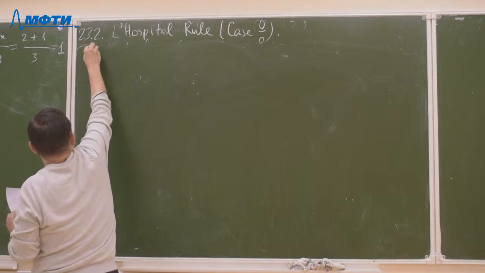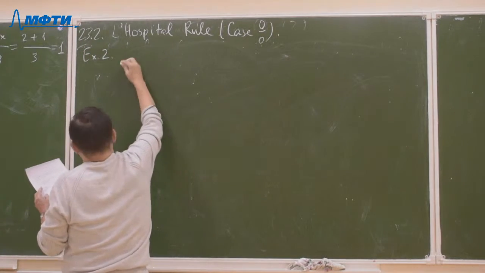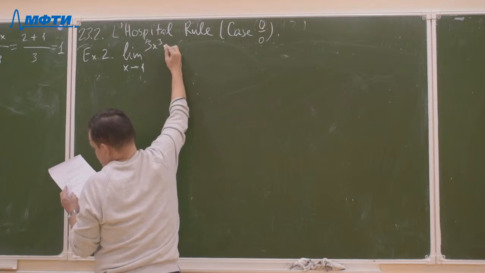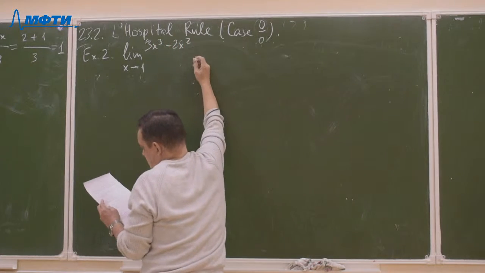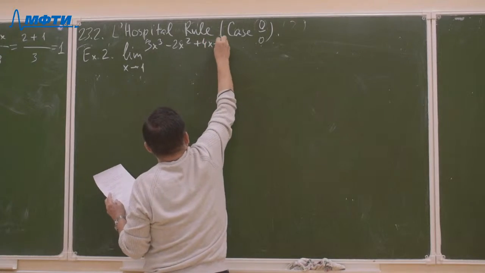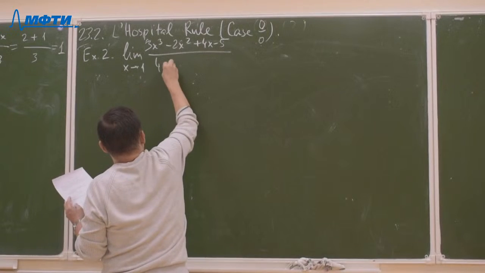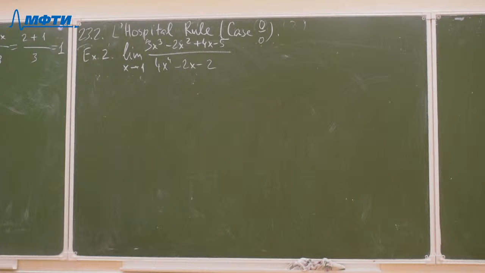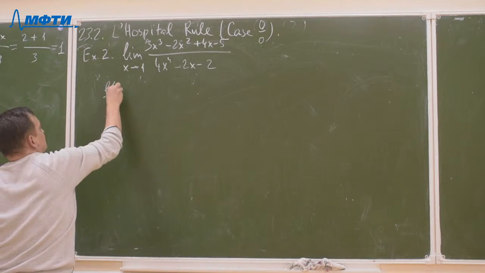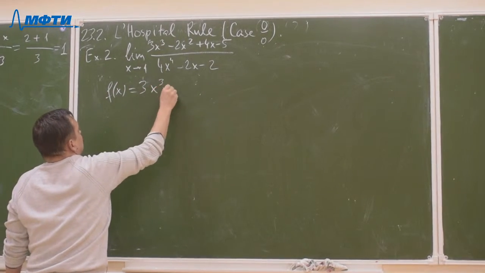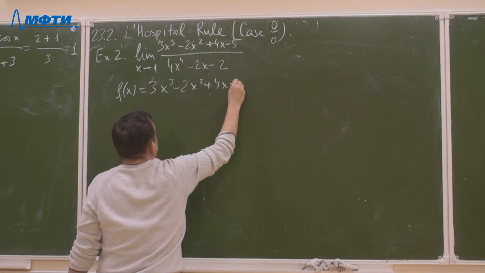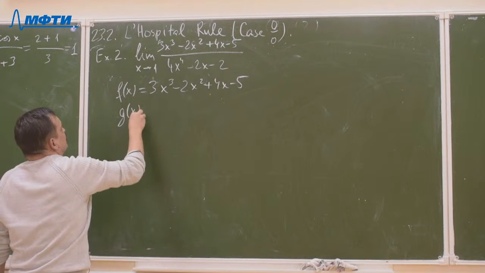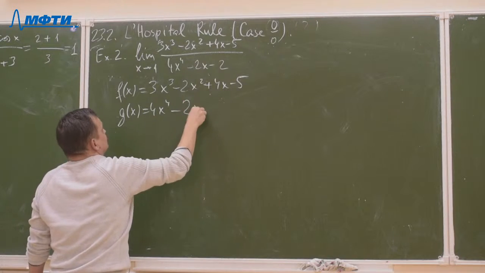So example 2, find the limit as x tends to 1 of (3x cubed minus 2x squared plus 4x minus 5) over (4x to the power 4 minus 2x minus 2). Once again, we have f of x equals 3x cubed minus 2x squared plus 4x minus 5, and g of x equals 4x to the power 4 minus 2x minus 2.